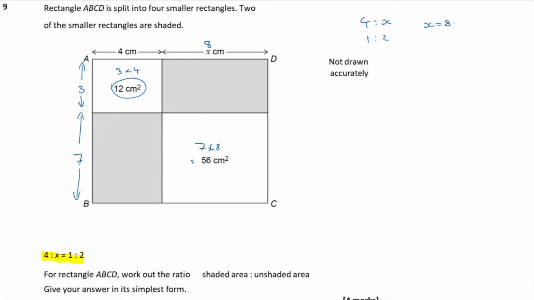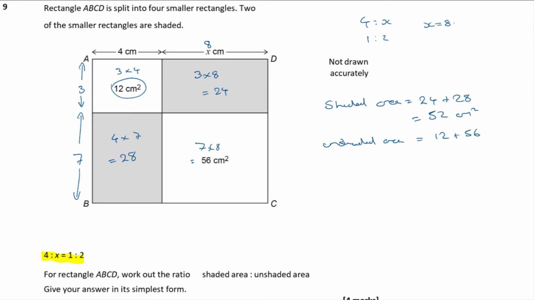Okay, so that means then that this shaded area is going to be 3 times 8, which is 8, 16, 24, and this one is going to be 4 times 7, which is 28. Okay, so now I know all the areas of the various bits. The total shaded area then is going to be the 24 plus the 28, which is 52 centimeters squared, and the unshaded area is going to be the 12 plus the 56, which is what, 68 centimeters squared.